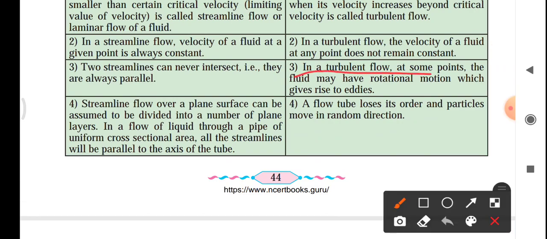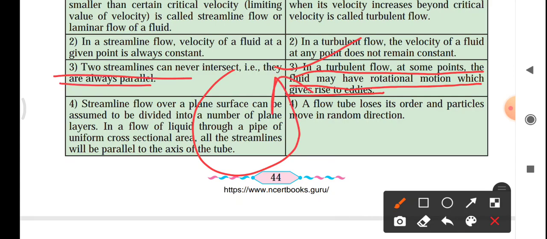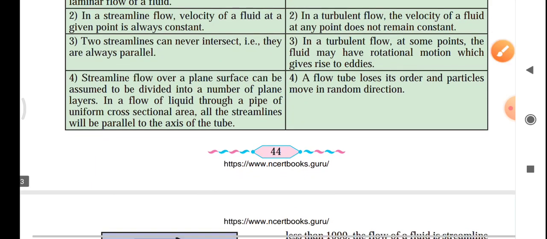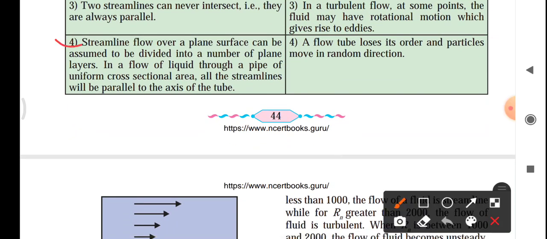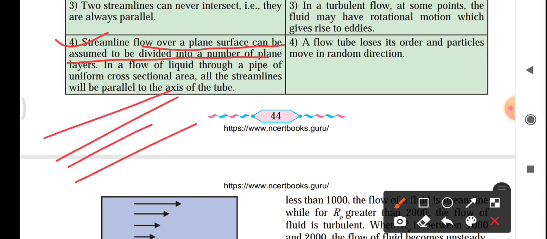In turbulent flow, at some point the fluid may have the rotational motion and gives rise the eddies. Means there is a rotational motion. गोल सर्कल्स तयार होतील, इथं सर्कल्स तयार होणार नाहीत. Okay, so there is a basic difference in between this. The next point is streamline flow over plane surface can be assumed to be divided into the number of layers. Streamline flow हा number of layer मध्ये divide केला जातो आणि turbulent flow it is the flow tube loses its order and particle moves in the random direction.